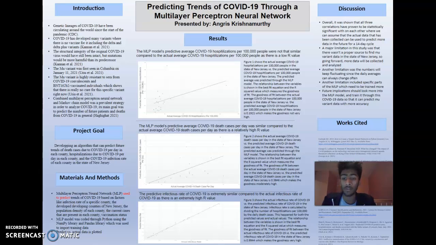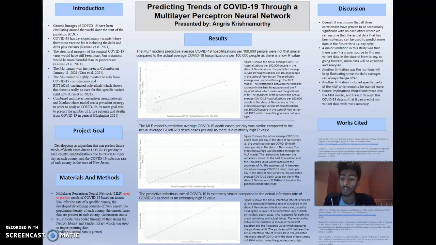From previous studies, a combined multi-layer perceptron neural network and a Markov chain model, which is basically a statistical analysis test, was used as a prevalent strategy to analyze COVID-19. The main goal of this previous literature was to predict the number of future patients and deaths from COVID-19 in general, so basically future death cases and future discharge cases.